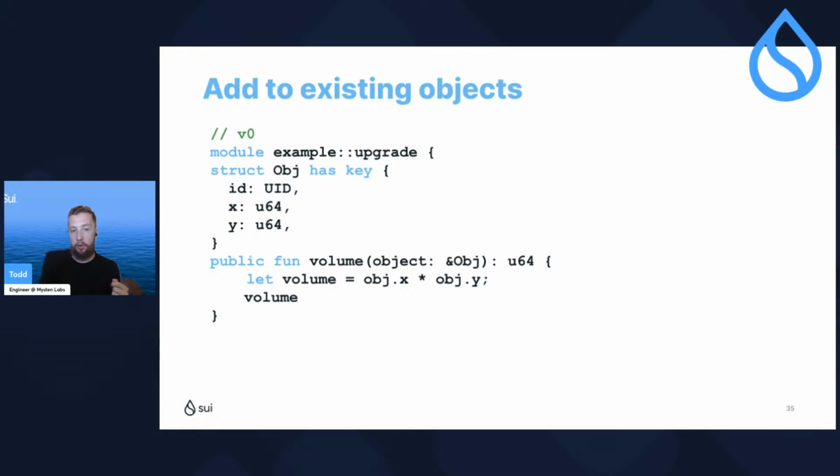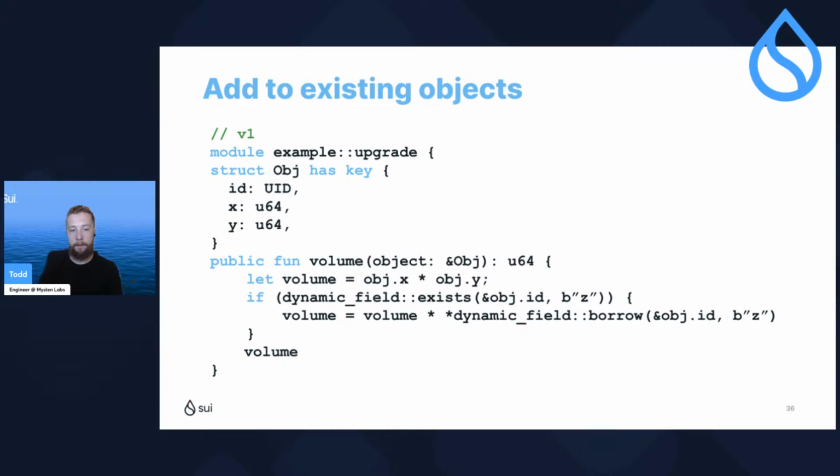So one way we can do this is to add new fields to existing objects. So imagine we made some mistake, or we want to add new functionality to an object in an upgrade. Here we have some object that has an x and y coordinate, and we have a volume which is x times y, or I guess maybe an area in this case. And here we just take x times y and return it. But maybe in the next version, we want to add a z coordinate and actually make this a volume instead of an area, sort of fixing our code.